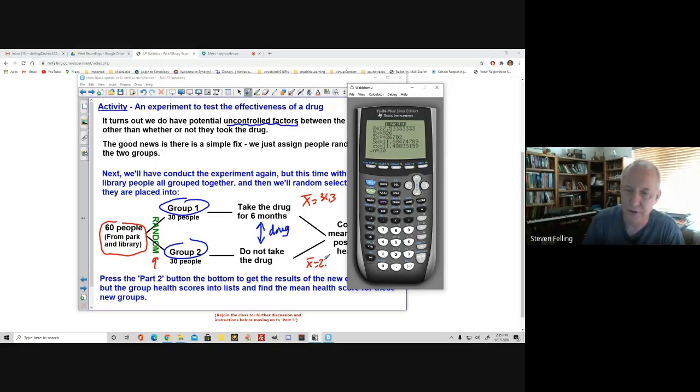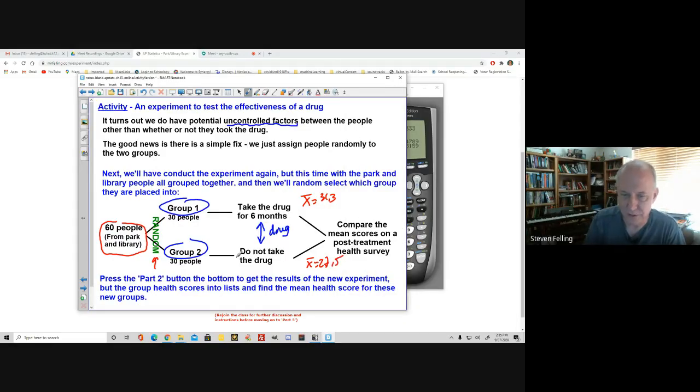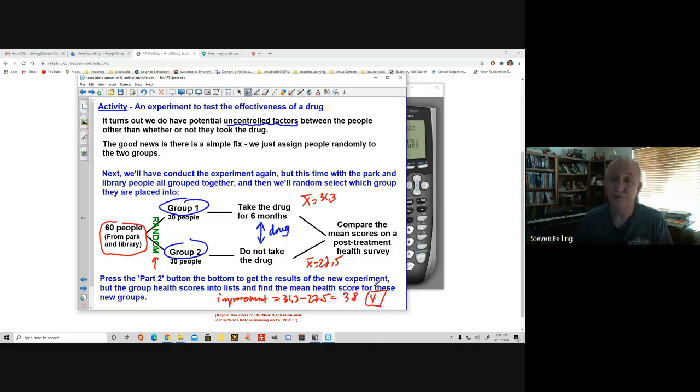27.5. So if I look at the improvement, and you can do this as well, it would be 31.3 to 27.5. 31.3 to 27.5 is 3.8. Okay, remember how before we said that the drug improved 11? Now it's down to only 4, at least for mine, and you probably got something different, right?